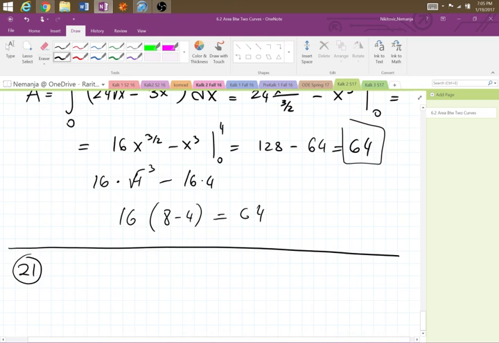Awesome. Still page 417, so keep tabs. Problem 21. A region is bounded by y equals the absolute value of x minus 3 and y equals x over 2.